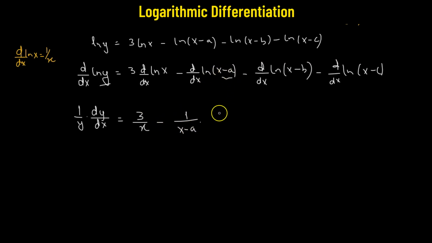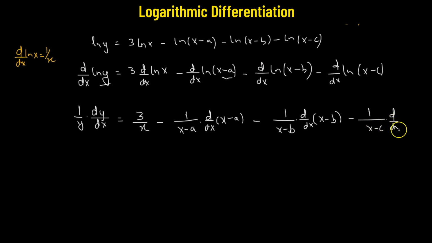But since we have x minus a instead of x, we'll need to multiply it by the derivative with respect to x of x minus a, which is obtained as a consequence of the chain rule. Similarly, for the third term, we are going to get 1 over x minus b multiplied by the derivative with respect to x of x minus b, minus 1 over x minus c multiplied by the derivative with respect to x of x minus c. Right. So that's going to give us 1 over y times the derivative of y with respect to x equals 3 over x minus 1 over x minus a.